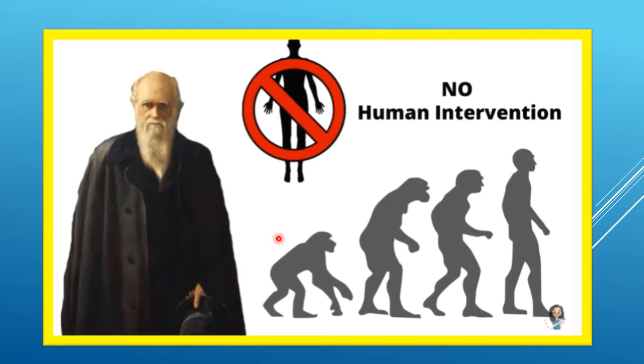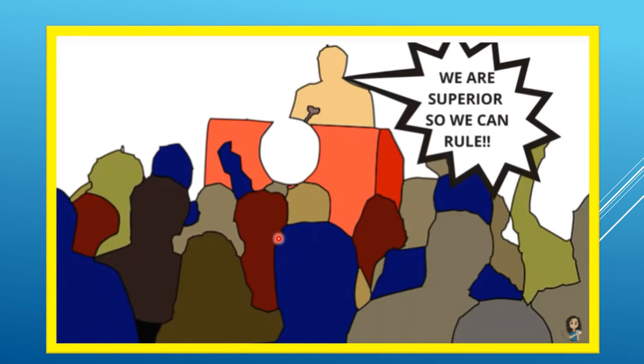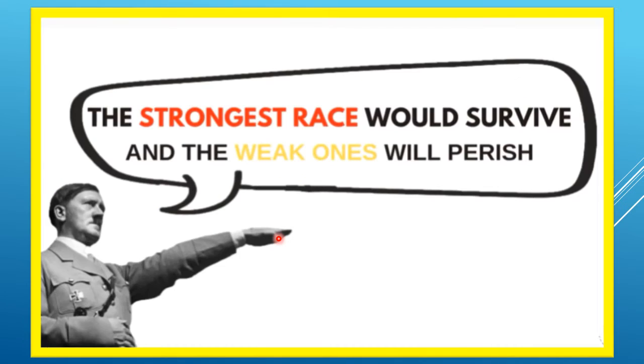Now Charles Darwin's theory of evolution was purely a natural process, and he never said that there should be human intervention. He said no human intervention. That means humans should not eliminate the others. He said the evolution has to be a natural process. Now Hitler misinterpreted the thinkings of Charles Darwin and Herbert Spencer. According to Hitler, the strongest race would survive and the weak ones would perish.